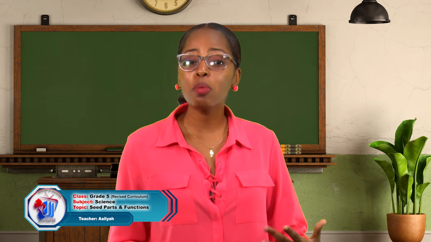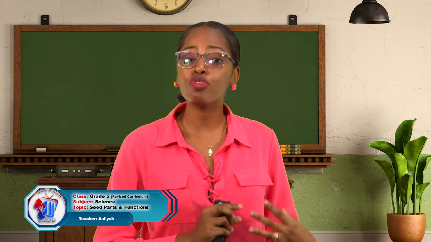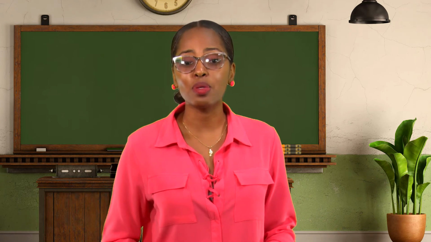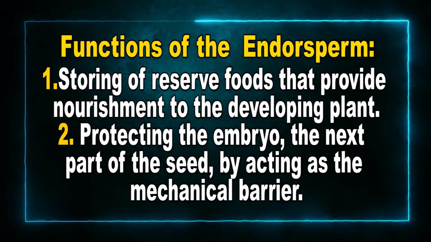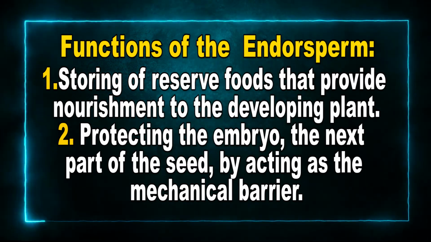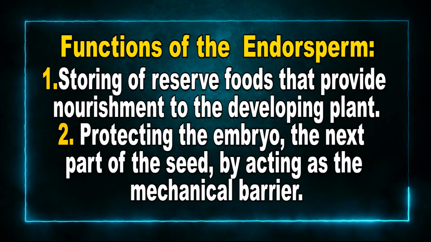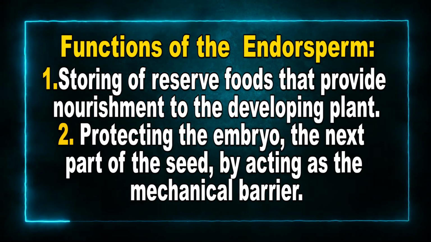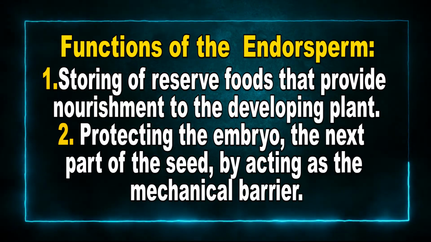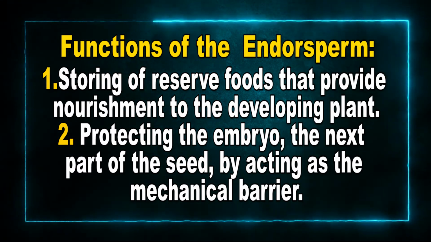The endosperm acts as a reserve of food for the embryo of the seed. The functions of the endosperm include storing of reserve foods that provide nourishment for the development of the new plant. It also protects the embryo, the next part of the seed, by acting as a mechanical barrier.